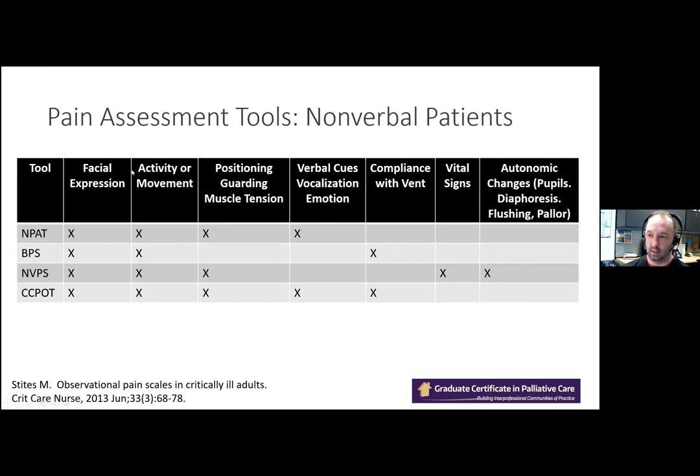So again, these cues of facial expression, restlessness, guarding, muscle tension are really important. And in counseling families, those are things that families can also watch out for. So say, talking to them about, we'll be watching for your family member's comfort, your loved one's comfort. When we're not in here, if you see these things, let us know so that we can treat those symptoms.